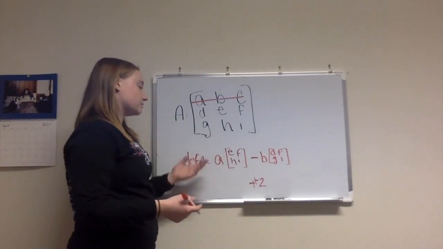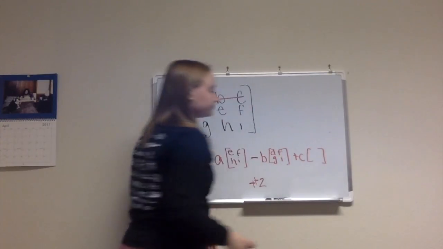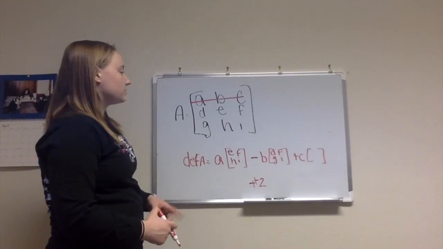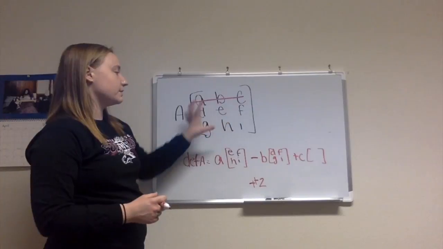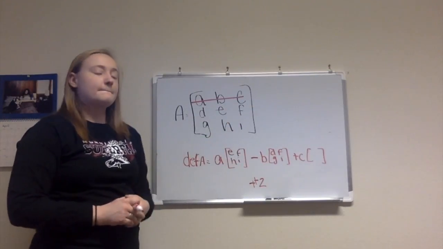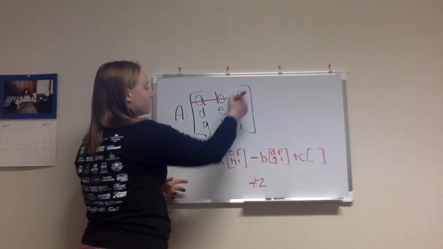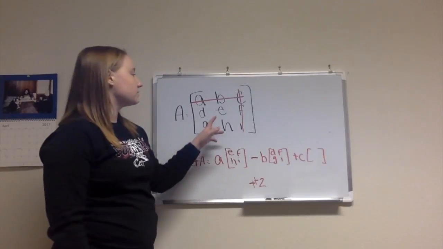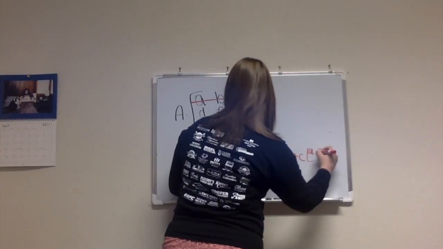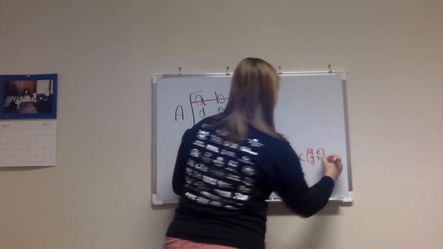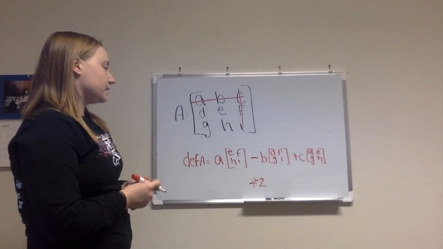Now for C, just plus C, the 2 by 2 matrix. Okay, so if it's plus C, what do we need to put? What 2 by 2 matrix do we need to place right there? If you said we cross out F, I, so we have D, E, G, H, you are correct. D, E, G, H. So this is the setup to do a 3 by 3 determinant, but we still have a matrix going on.